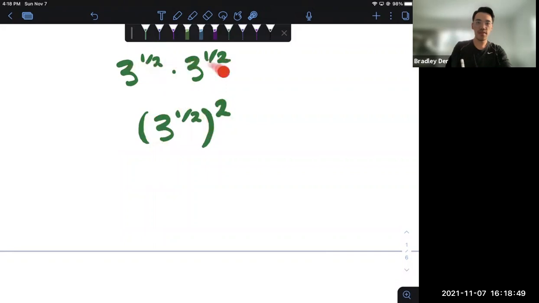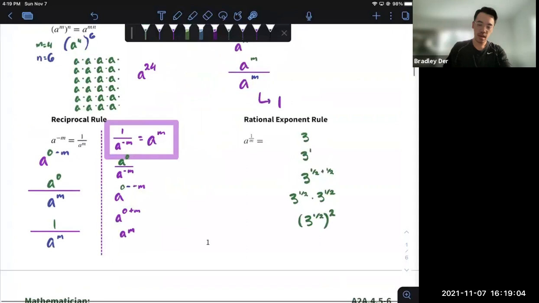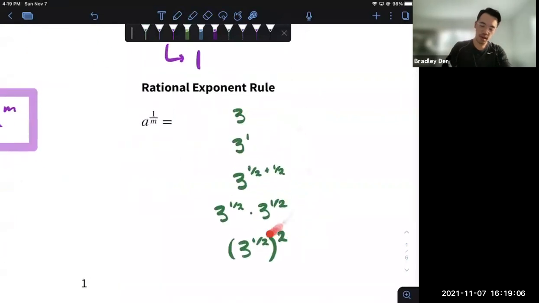Right, so these two expressions are equivalent to each other. And this should also make sense because I could just multiply the 2 in with the 1/2. That would become 3 to the 1st, and that's equal to 3, right? So the first step is equal to the last step. Really, all 5 of these expressions are equal to each other.